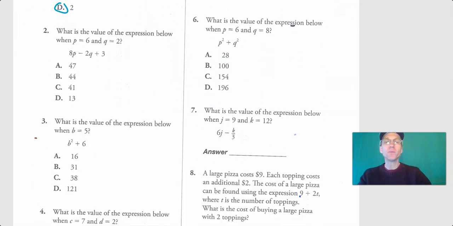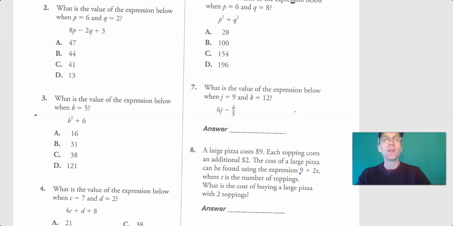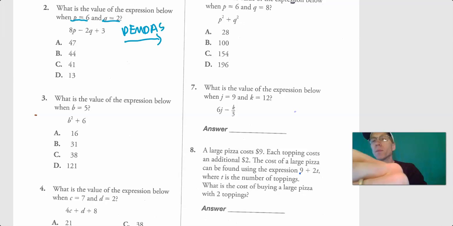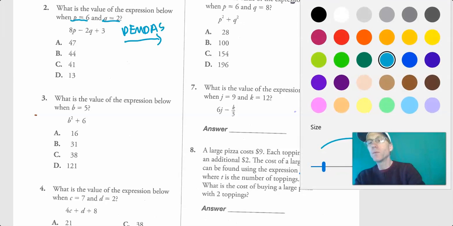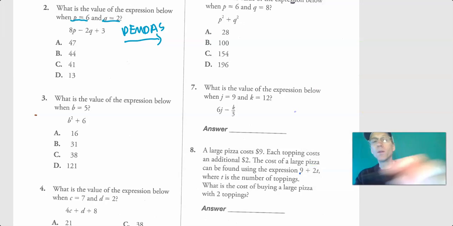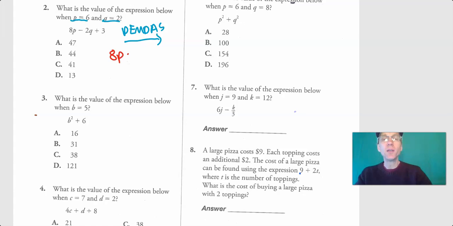Again, you can pause and copy that down. I'll just keep moving. What is the value of the expression below? You have two variables, when p equals 6 and q equals 2. Let's get in the habit of putting please excuse my dear Aunt Sally up there, left to right. And we'll do 8p, which means 8 times p, minus 2q, which means 2 times q.